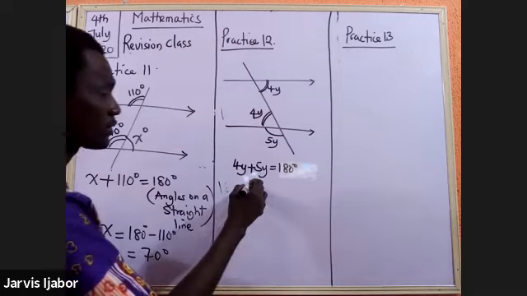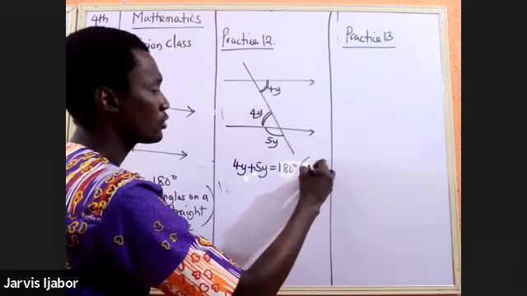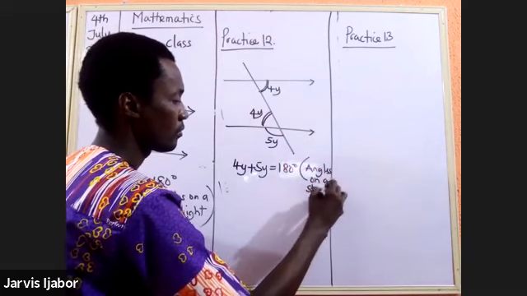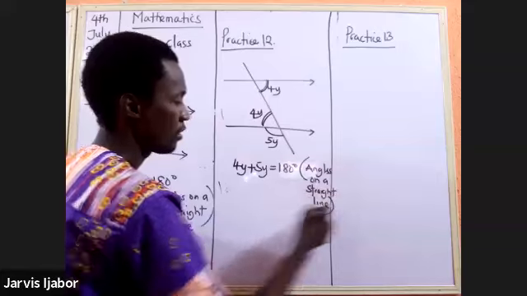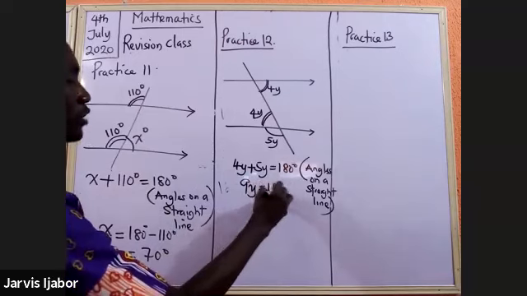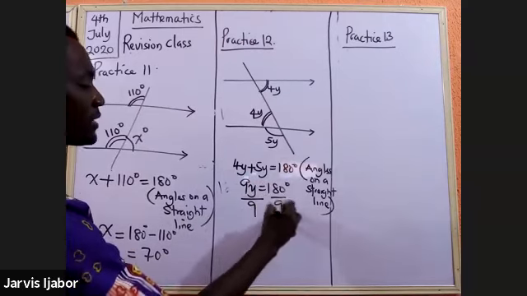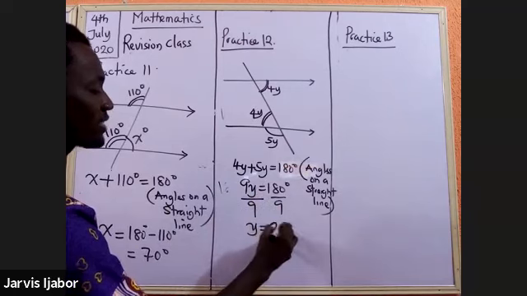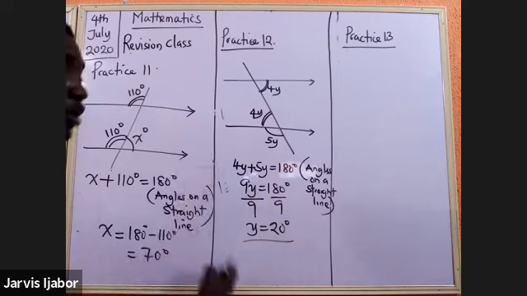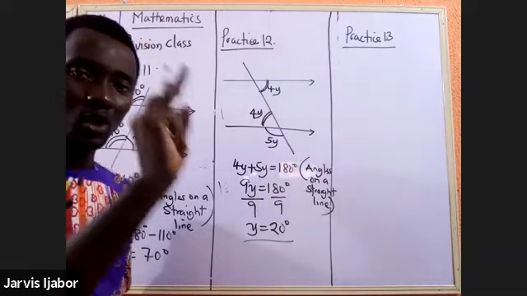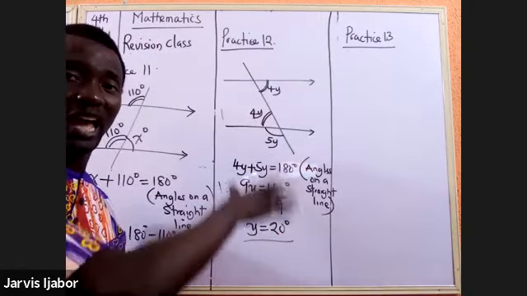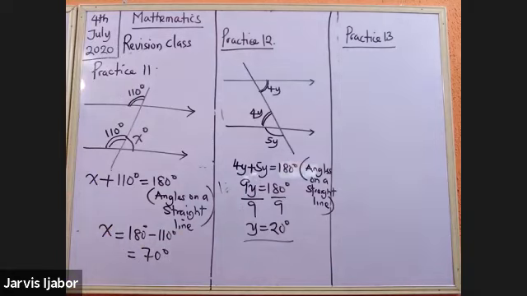So what's the reason? Angles on a straight line. So you will solve and you have 9y equal to 180 degrees. I divide both sides by 9. I'm going to get y equal to 20 degrees. Remember I said that my basic assumption is that your addition, subtraction, multiplication, and division is working fine. That's what I need to work with that assumption so that I can run. All right, that's practice 12.